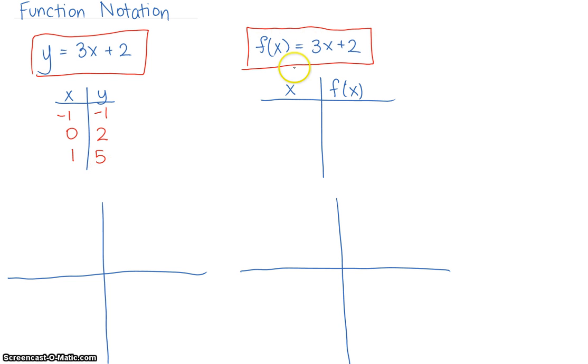The same idea happens for function notation. The only thing that's different is really and truly the notation. Your x is still your x coordinate, your y is still your y coordinate, and we just represent it now with f of x. Now this is read as f of x, which means the function in terms of x.